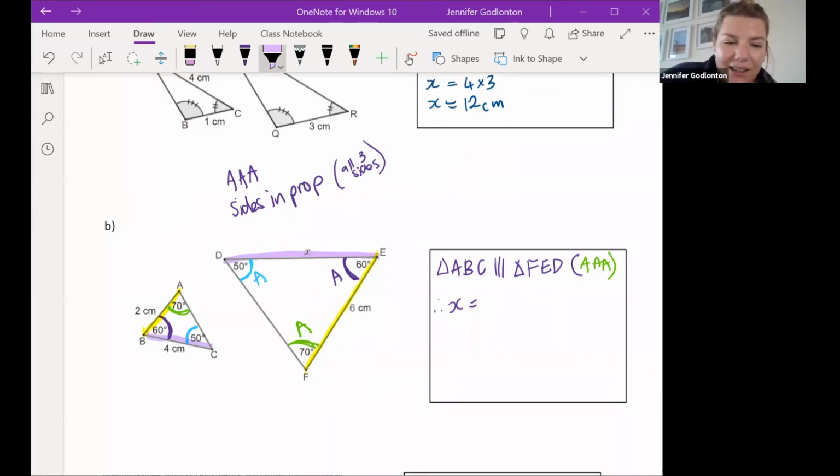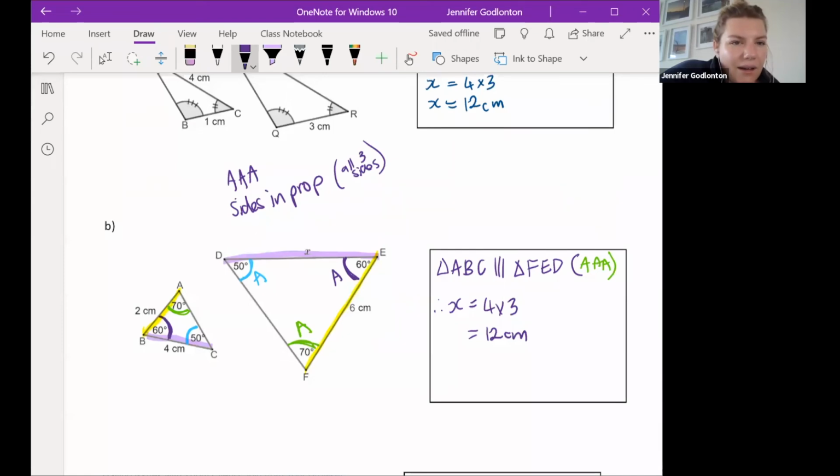So if we're having a look at this, try and get a highlight out and highlight the sides that are corresponding to each other. Then we would be able to see that it would be 4 times 3, which is going to give us 12 centimeters.